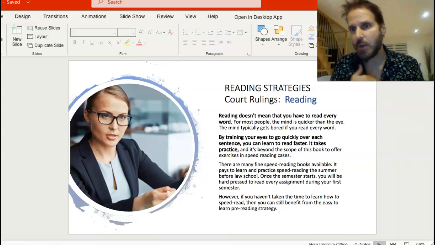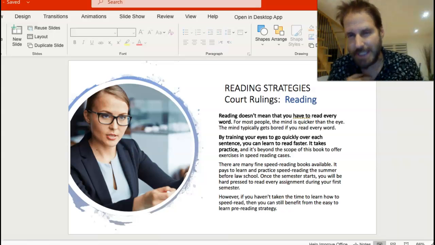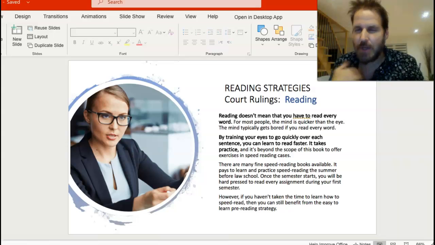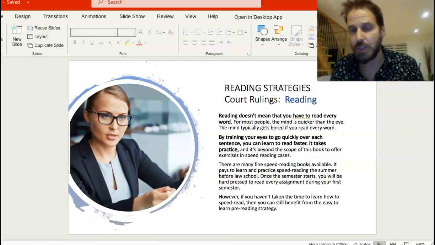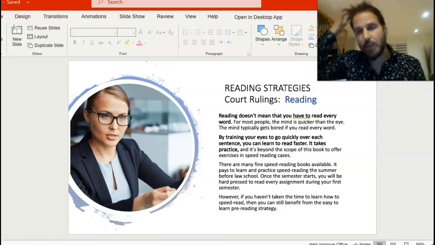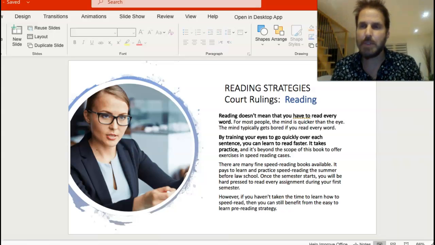Here is reading the court ruling, just reading per se. And reading doesn't mean you have to read every word, and that's understood. But I just tell you, and I think you've been told before, you've got to read fast, okay? Because in law, you have a lot of readings to do. In this course, you're not going to have a lot, but you're going to have enough.